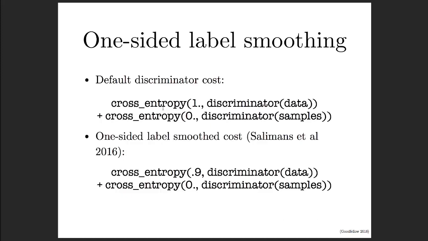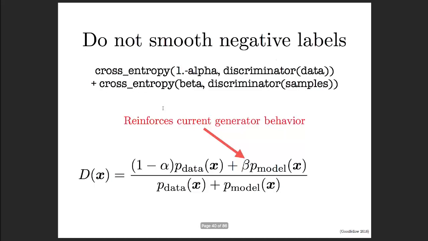What this does is you can think of it as introducing some kind of leak probability that sometimes the data has been mislabeled, that we accidentally gave you something fake and said it was real. In particular, this will reduce the confidence of the model somewhat so that it will not predict really extreme values.